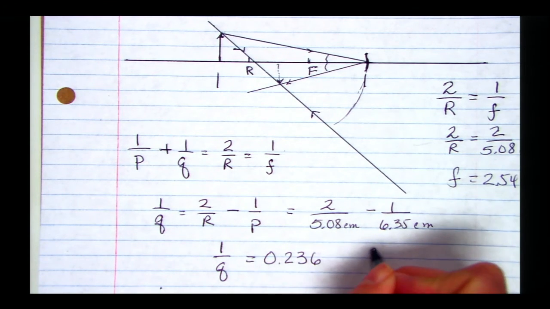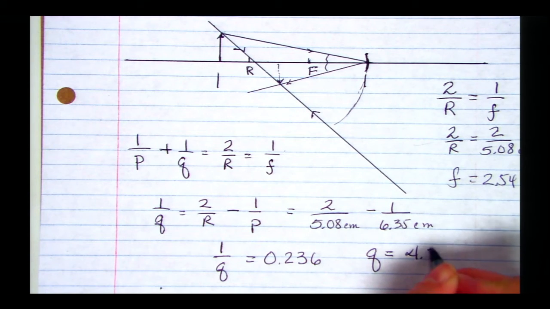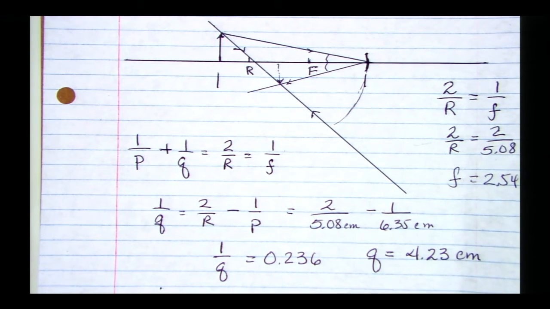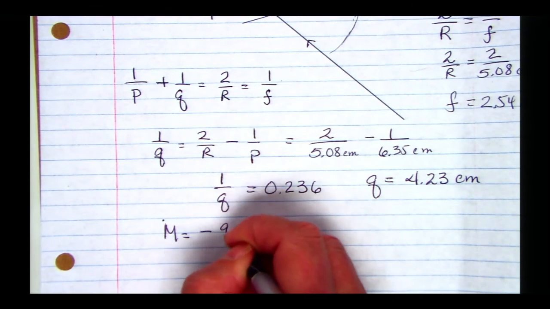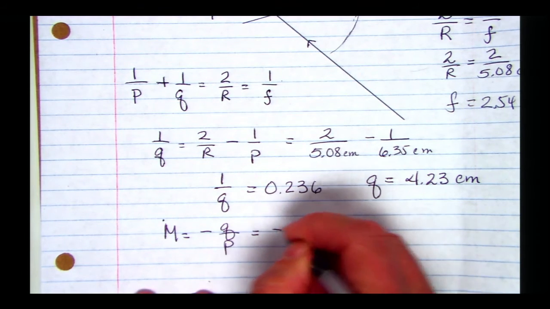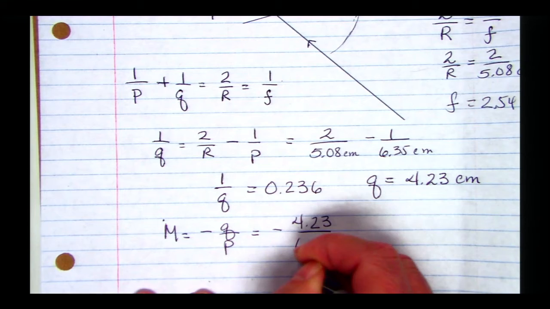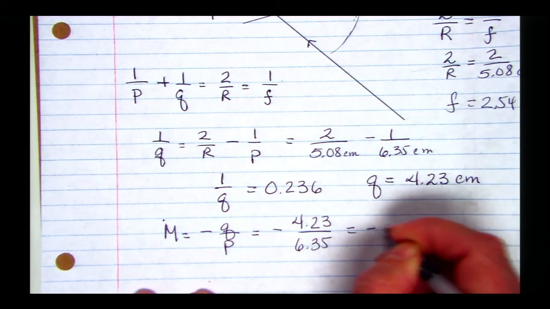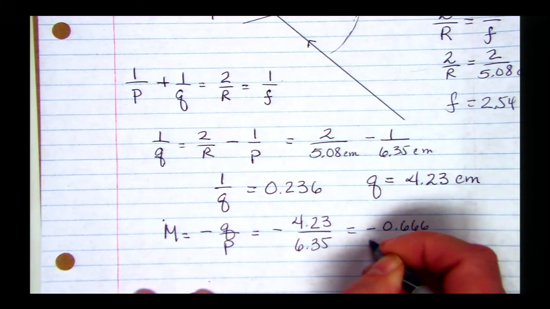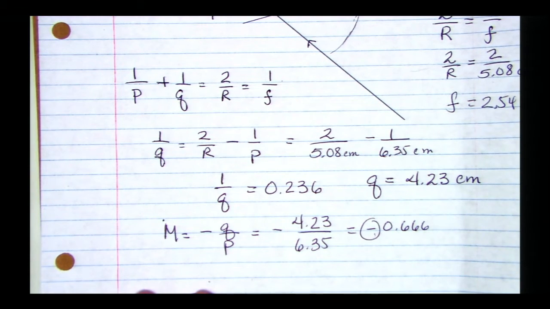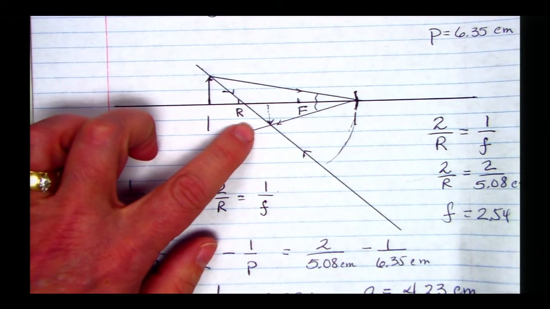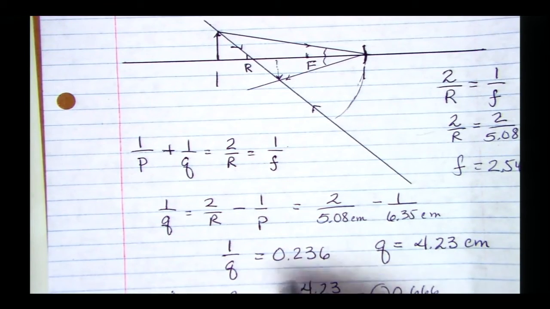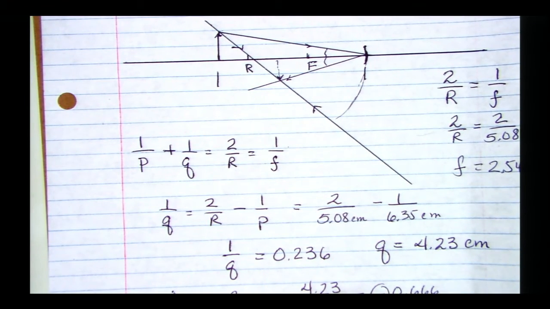I can then calculate the magnification. The magnification is minus q over p, minus 4.23 divided by 6.35 gives me a minus 0.666. The minus sign says it's inverted, which is exactly what we got up there on our image. We got it that it was inverted. And then I can actually calculate the image height. That's 1.27 centimeters, which is the original object height, and it's going to be 0.666 of that. It's going to tell me it's 0.846 centimeters.